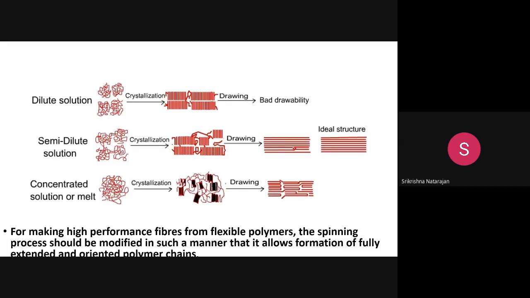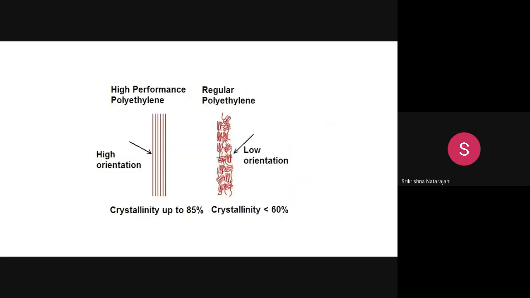If you get a high orientation, then only you will get the strength. Okay, it is not crystallinity that gives the strength. It is the orientation that gives the strength. That is the reason why, when you do the proper drawing, your mechanical properties improve. And that will be possible only when you use a solution that is in the gel form.